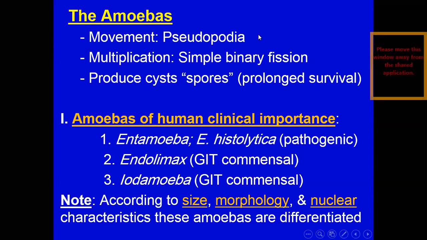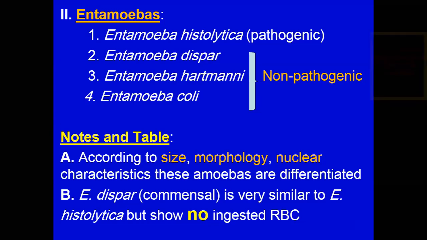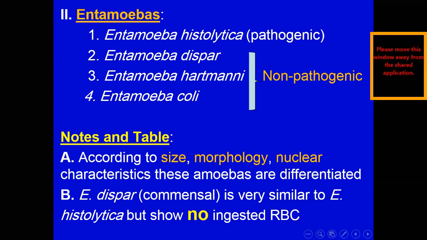Entamoeba as a genus could be pathogenic. It could be Entamoeba dispar. Commonly in the lab they cannot differentiate between Entamoeba histolytica and Entamoeba dispar, except by the presence of RBC inside the trophozoite of Entamoeba histolytica, while Entamoeba dispar has no ingested RBC, because Entamoeba dispar can also be present in the intestine.